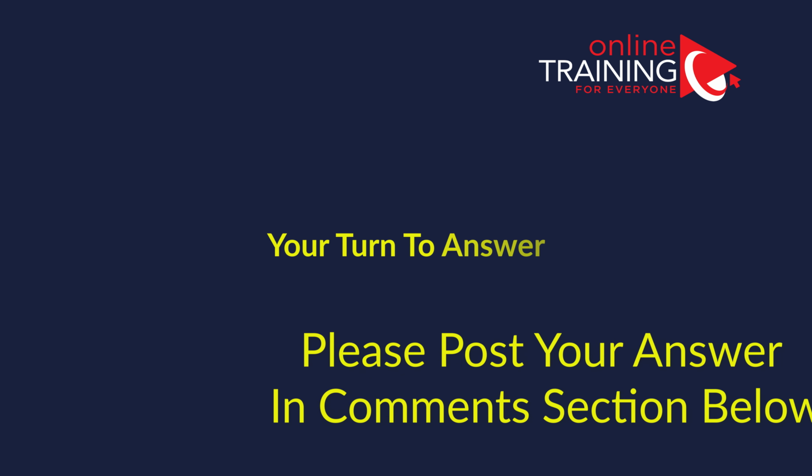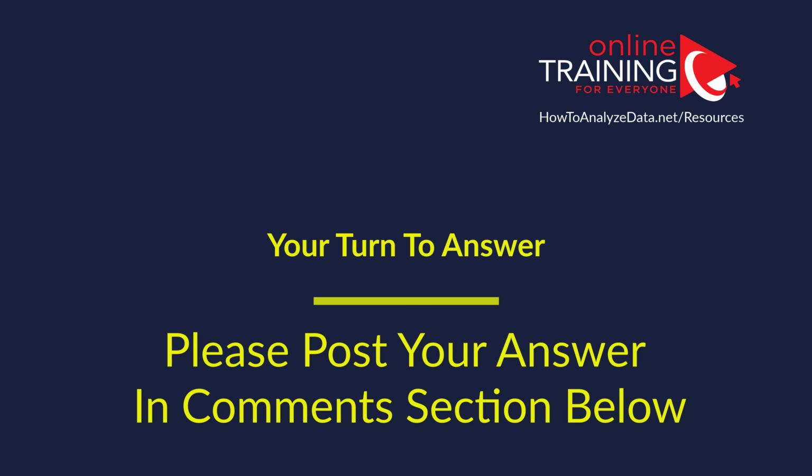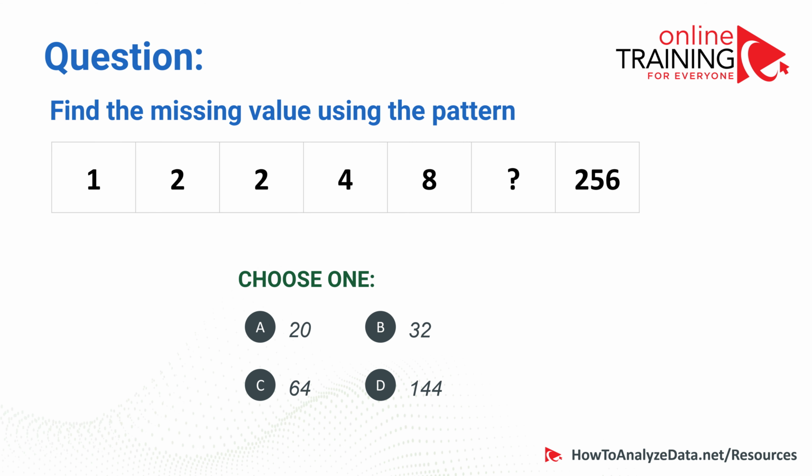And now it's your turn. Please make sure to post your answer in the comment section below this video so I can give you the grade. Here's the question for you to answer. Find the missing value using the pattern. And you have a pattern of numbers: 1, 2, 2, 4, 8, the missing value, and then 256. You need to choose one from the list. And the choices are 20, 32, 64, and 144. What do you think is the right answer here? Please make sure to post your answer in the comment section below this video so I can give you the grade.